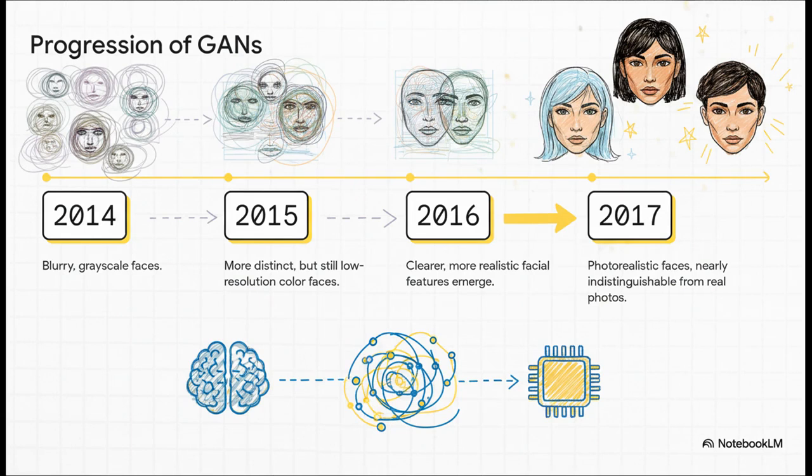And the progress? It's been nothing short of astonishing. I mean, look at this. In just 4 years, we went from these blurry, grayscale smudges to faces that are so photorealistic you literally couldn't tell them apart from a real photo. And these people, they're complete fabrications of an algorithm. This incredible leap is all thanks to generative adversarial networks.